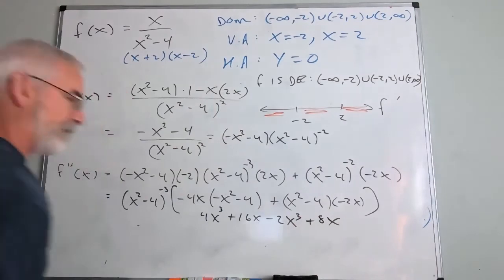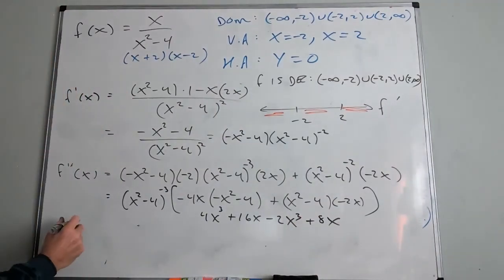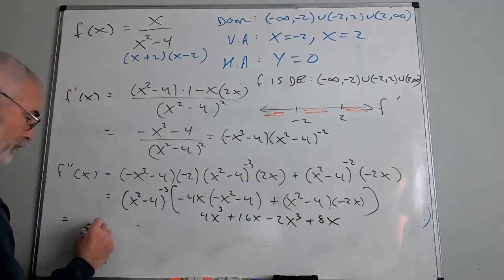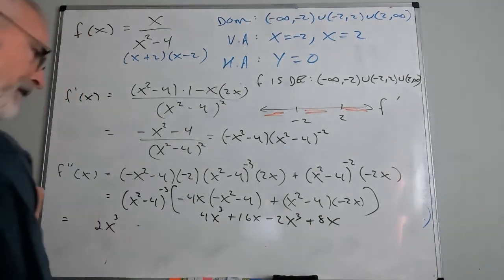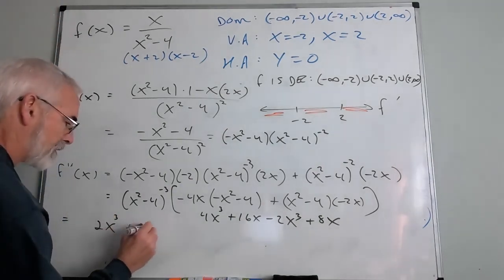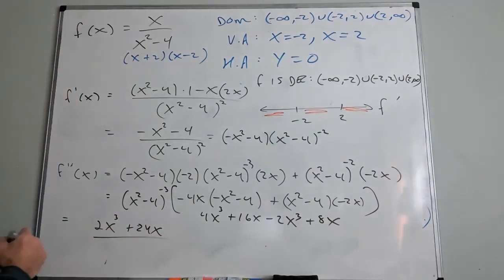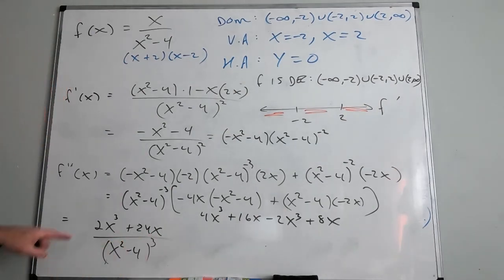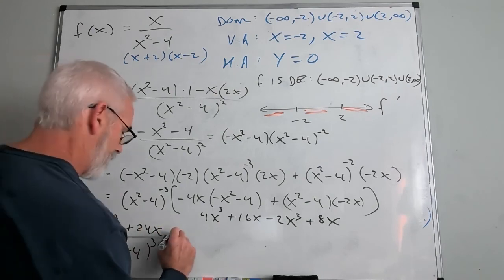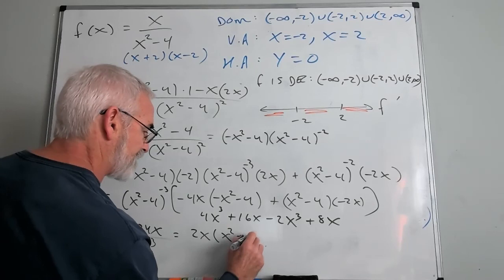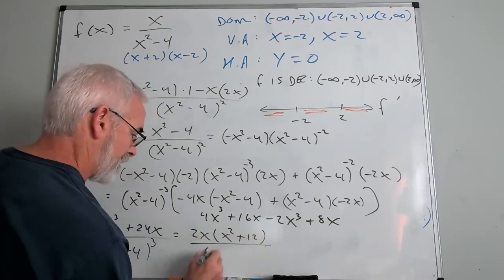Plus 8x. So it looks like my second derivative is 2x cubed plus 24x, all over x squared minus 4 to the third power. And I can factor that numerator, can't I? That's going to factor as 2x times x squared plus 12 over this.